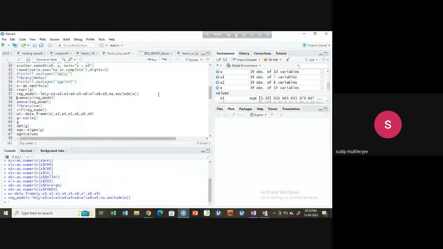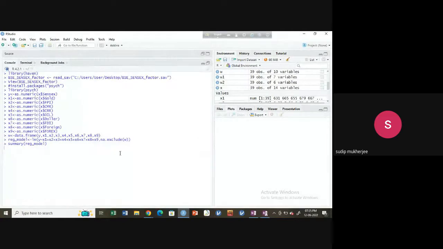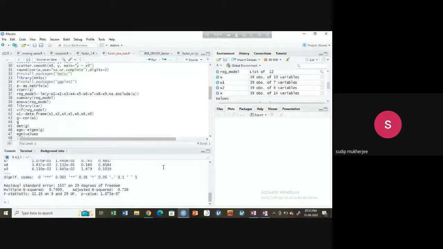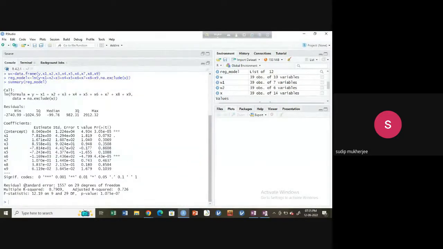So first we run the regression model, we then check the summary. You see the output. What is R square? 79%, 0.79. Fine. What is the p-value? ANOVA test, it is less than 0.05. The overall model is a fitted model.